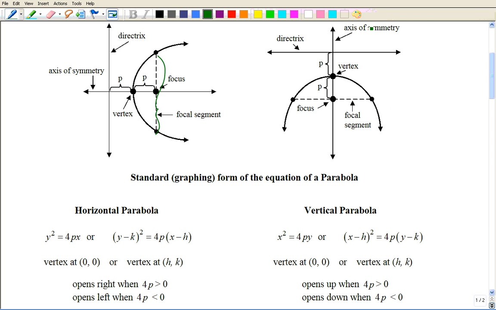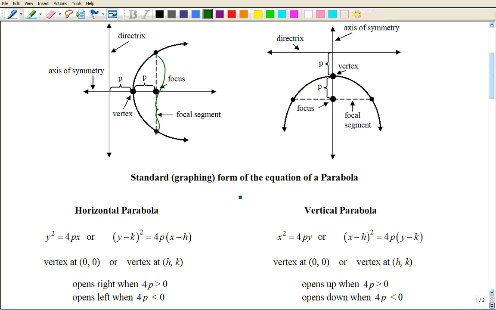Over here on the right-hand side, you can see the same thing. This is a vertical one that happens to be opening down. Again, we have the vertex, the axis of symmetry going through it, and the directrix perpendicular to the axis of symmetry, p units away from the vertex. On the other side of the vertex, p units away is the focus, through which goes the focal segment, and we'll connect these two points here on the outside of the parabola.